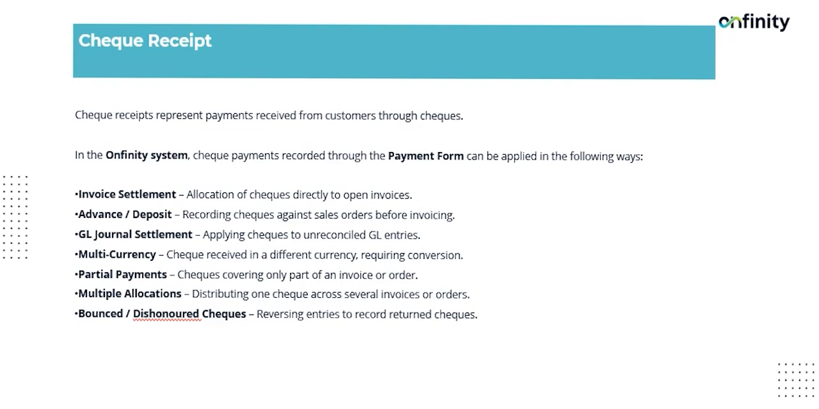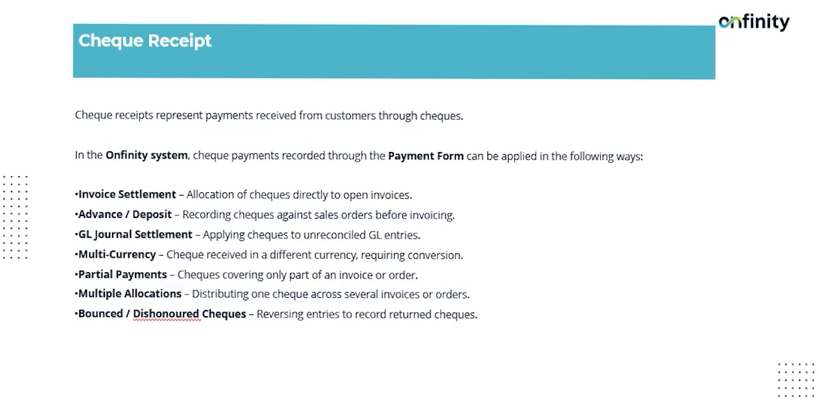Business functions of check receipts. Using the payment form, the following scenarios can be handled: invoice settlement, receiving payments against invoices; advance deposit payments, recording payments against sales orders before invoices are generated; GL journal settlements, creating payments against unreconciled GL entries; multi-currency payments, handling payments when bank and invoice currencies differ; partial payments, recording partial invoice payments via check; multiple allocations, allocating a single check to multiple invoices; check reversal, reversing bounced or invalid checks and viewing their impact in the system.